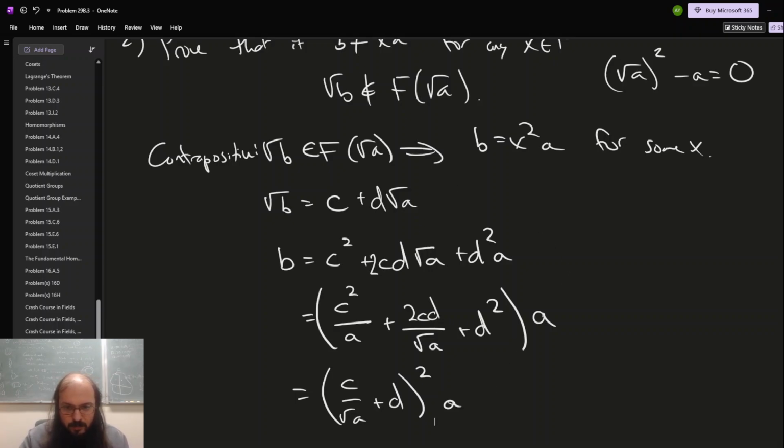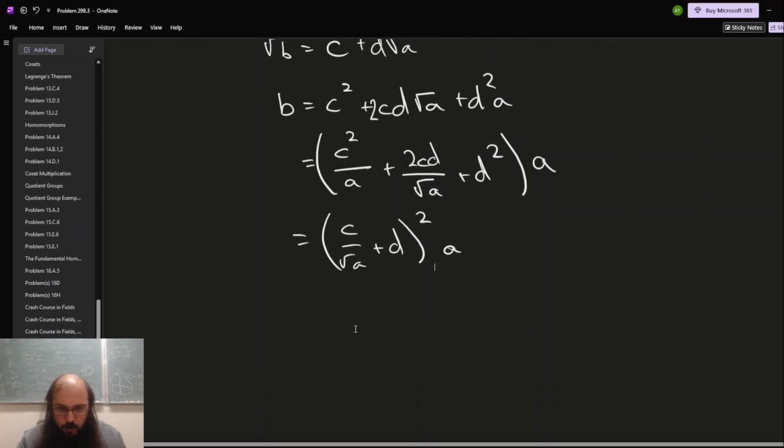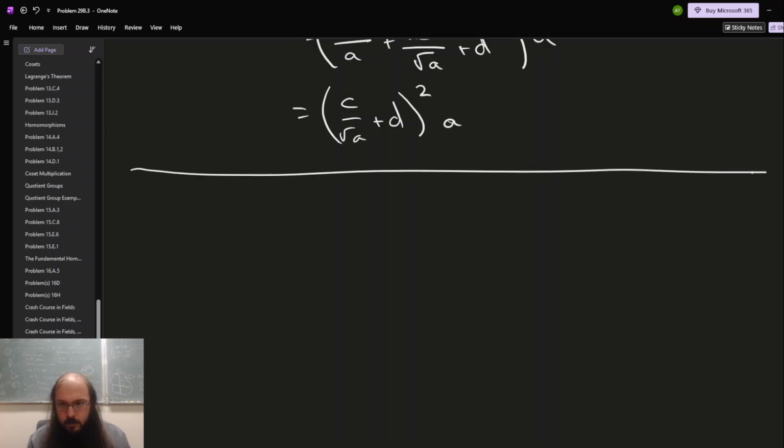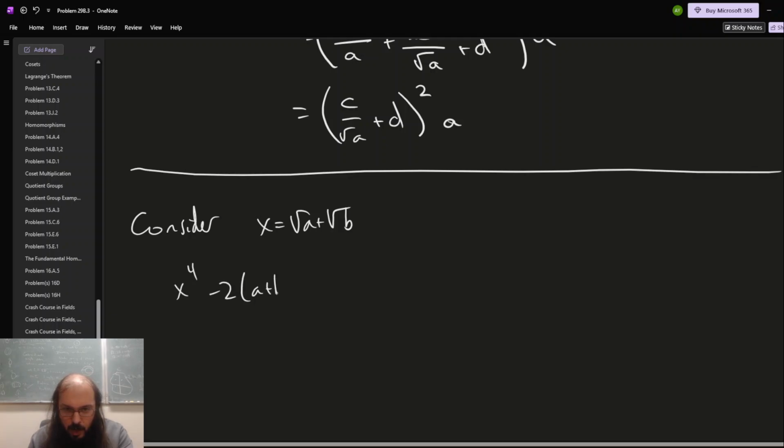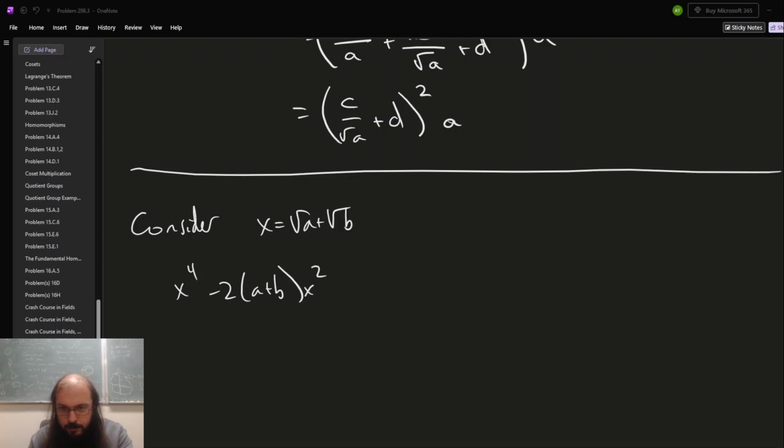So we did it. All right, third part's kind of annoying, except luckily for us, Pinter does a little bit of hard work for us to help us out. He says, let's now consider the expression square root of a plus square root of b one more time. And in particular, he says to show that x satisfies x to the 4 minus 2(a plus b) x squared plus (a minus b) squared equals 0.